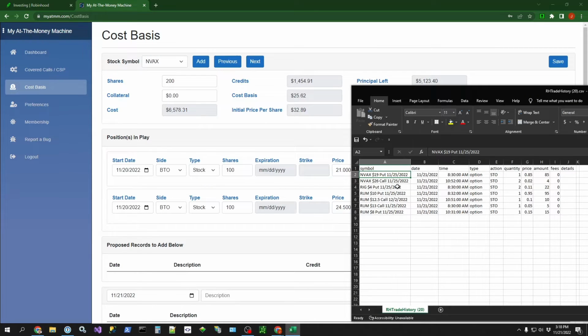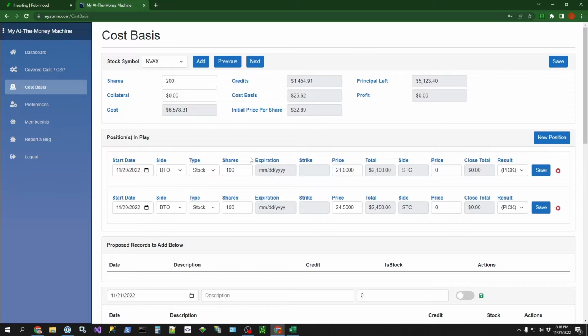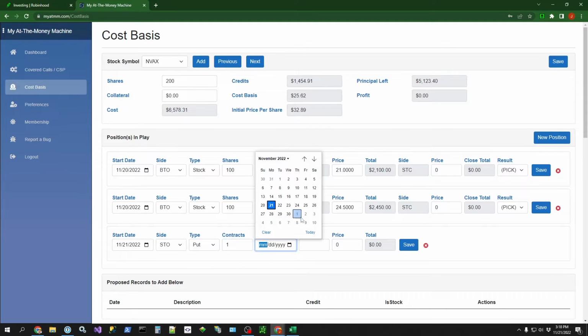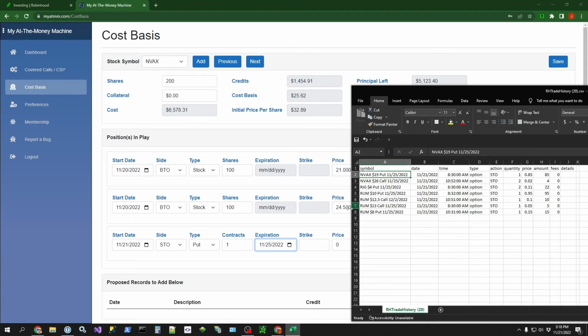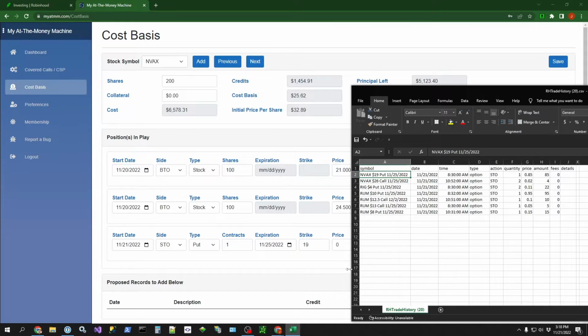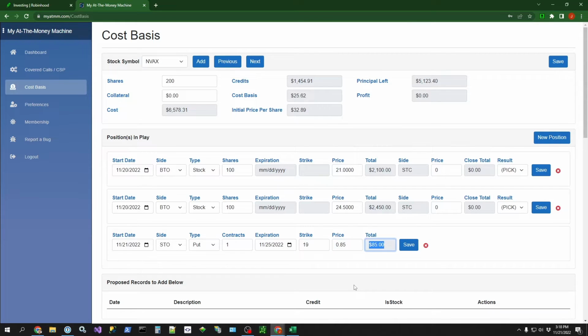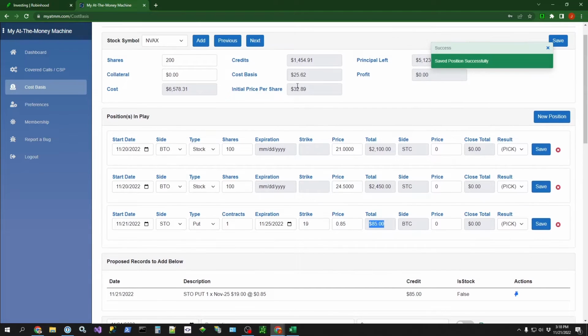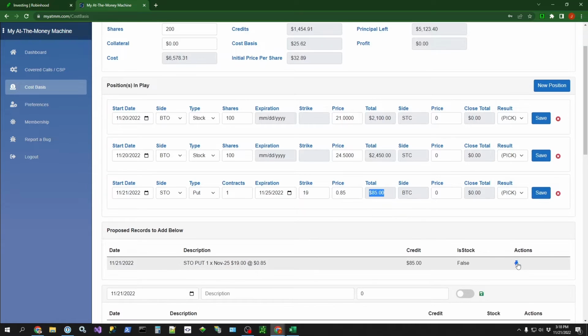Okay, now we're to NVAX. So we did a $19 put. So let's enter a new position. Sold to open. Put. 1 contract. I think I did it for the 25th. I did. The strike price is 19, and I got 85 cents for that. So that one, first nice size premium. Okay, and that'll pull our cost basis down a good amount, almost $1.